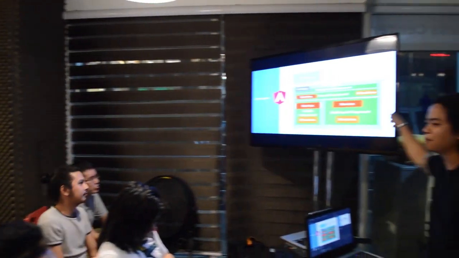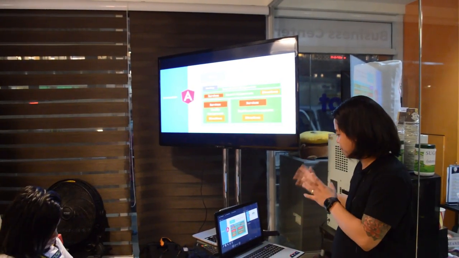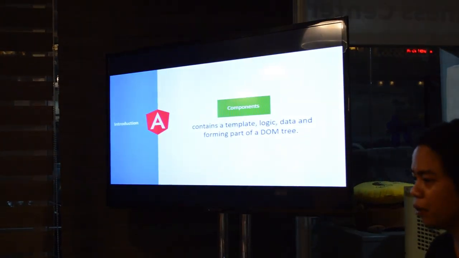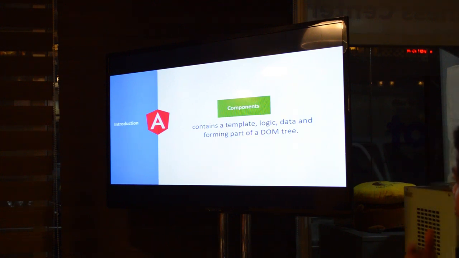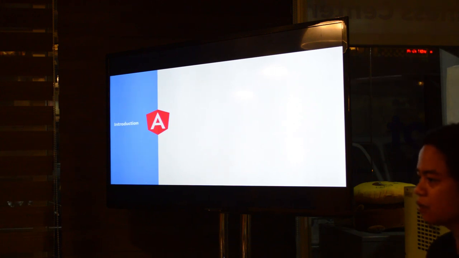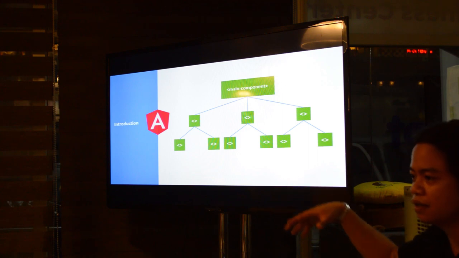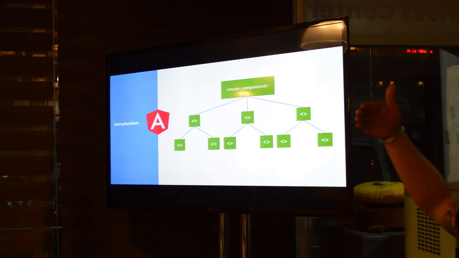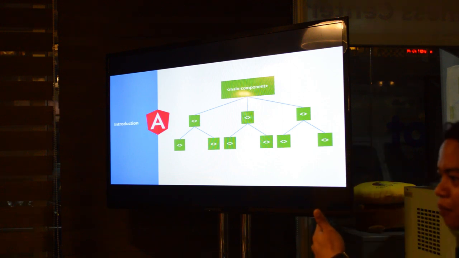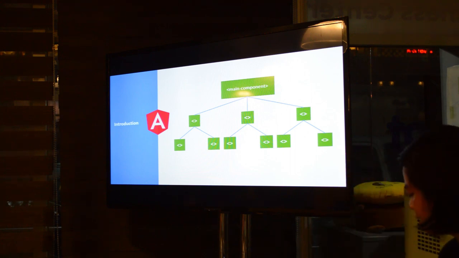Node.js. This is a basic example of a website inside of Angular. I'm going to show a demo of that later. So components. A component contains templates, logic, and data forming part of a DOM tree. Whether you like it or not, we're going to form a DOM tree of different kinds of components. In your main component you're going to have another component, and in that another component, you'll have another component. So you're building a DOM tree, a hierarchy.